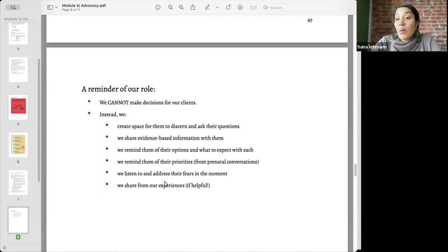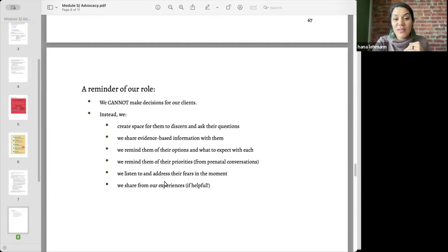If we do have a situation where maybe the partner and the client are struggling with advocating for themselves, but you've already talked about some of their preferences, you can definitely look at their birth plan and say, here they said that this is what they want, to take some of the burden off them. So you can definitely refer to that, but don't make decisions for your clients, right? So just a reminder of our role here.